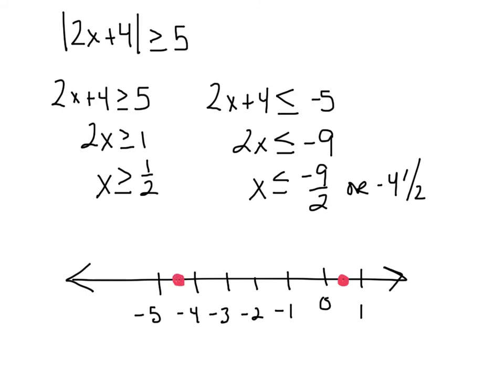Now, if you don't know whether to shade inward or outward, you just look at it and ask yourself, well, it says greater than 1/2. Well, greater than 1/2 is going to go this way. And it says less than negative 4.5, so that means we go this way to the left. Because you are shading outward, this is an OR problem. That's important to note that and to write that down.